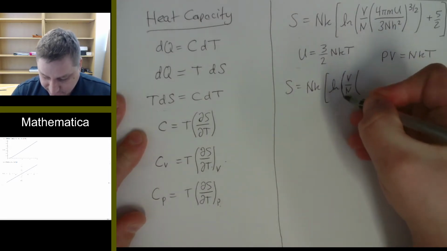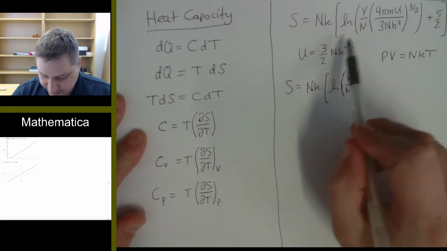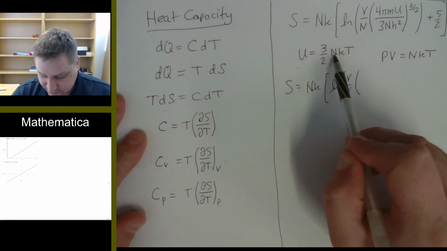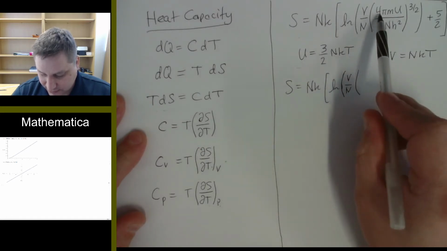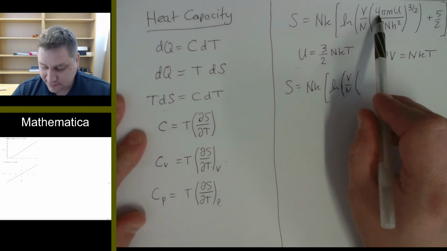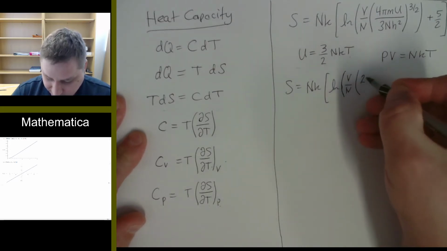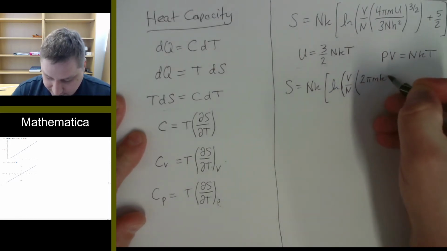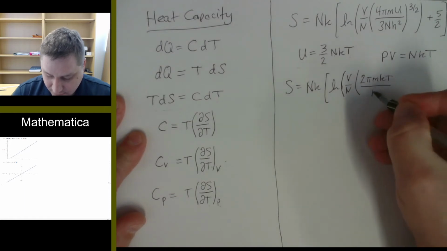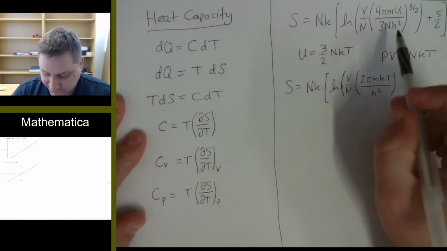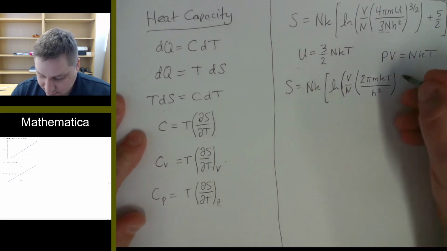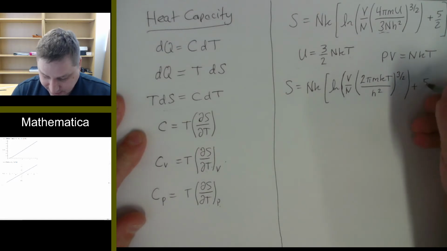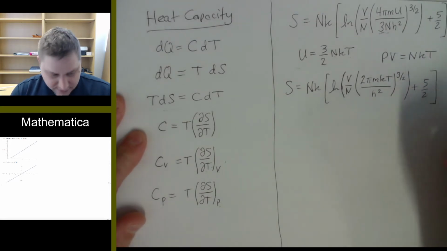And that will give me, let's see, the 3's will cancel, the n's will cancel. The U will have a kt divided by 2 left over. The divided by 2 can turn this 4 down into a 2. So I'll have 2 pi m kt over h squared. Everything else in this denominator was canceled, the 3n and the 3n. All right, that is still all to the 3/2 power, and we still have the added 5/2 at the end.